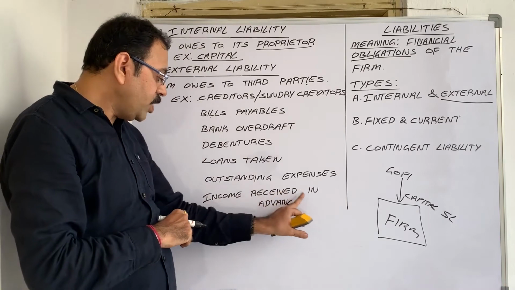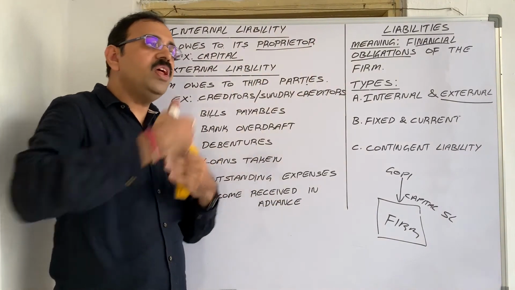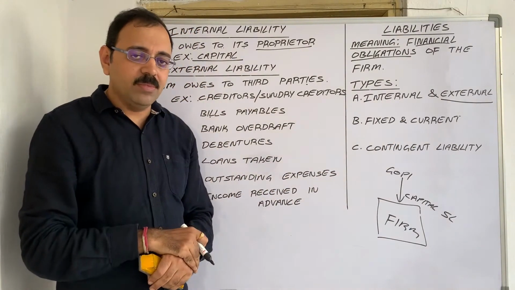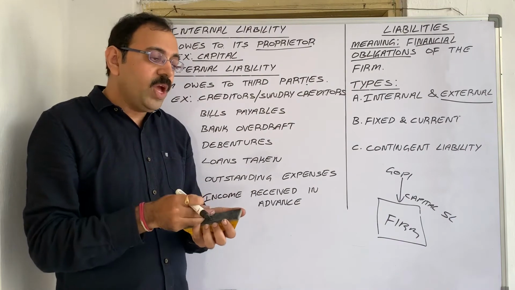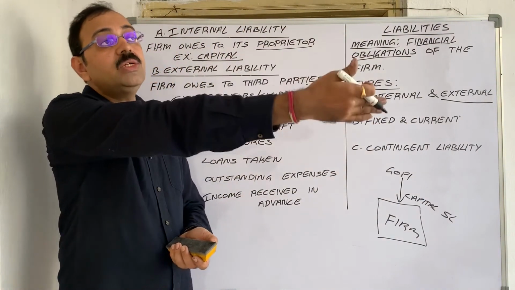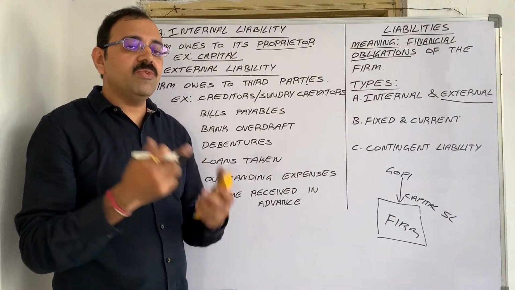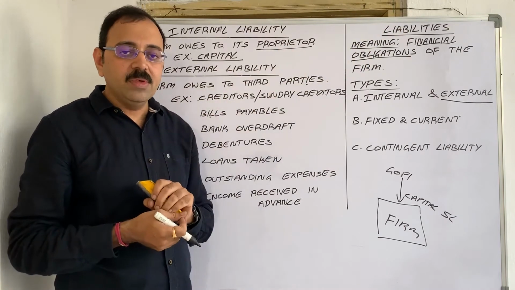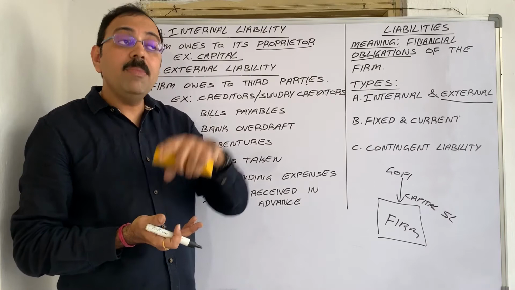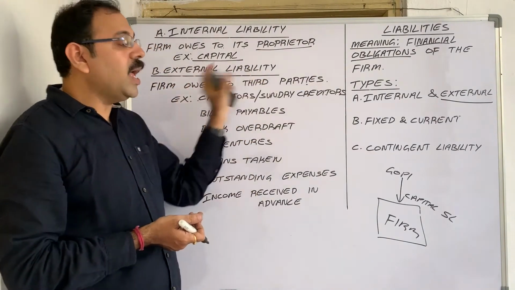Then income received in advance. When we receive income after giving the service, that is not a liability. But assume that we have not given any service to the other party, but we received income from him in advance. Then the meaning is we are liable to that third party. In future we have to give service to them, so we are becoming liable to them. That liability comes under external liability.